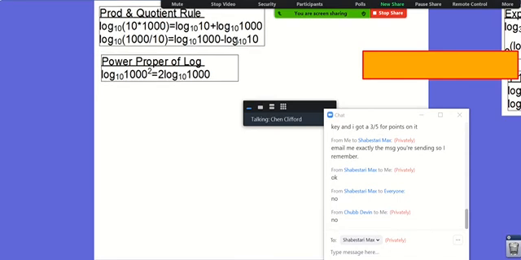Remember, logs are very related to exponents. When you look at exponents, let's say you have 2 to the power of 4 times 2 to the power of 3. When it's multiplied, what do you do? You add the exponents.